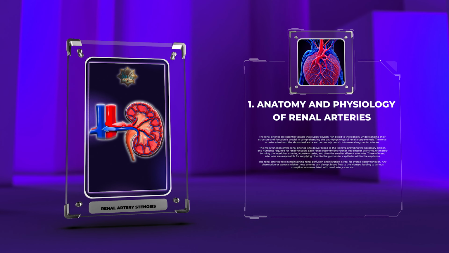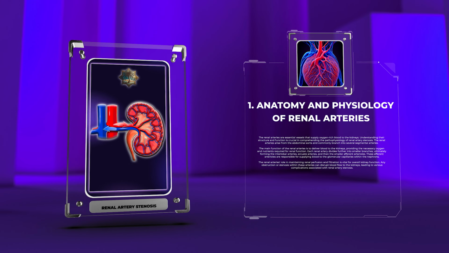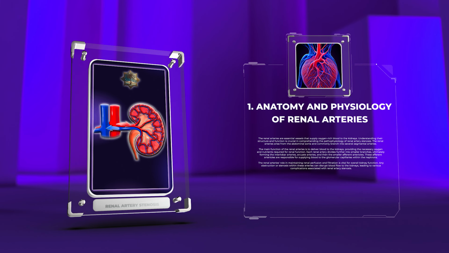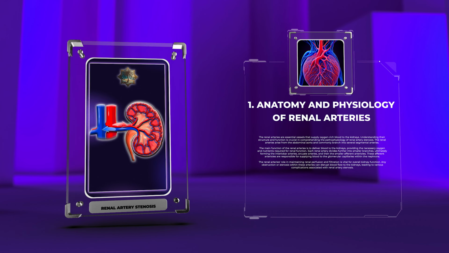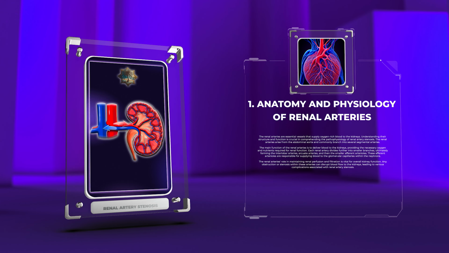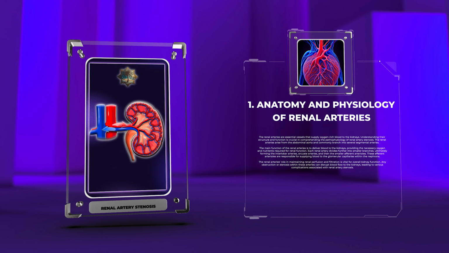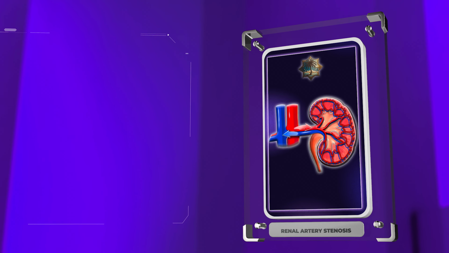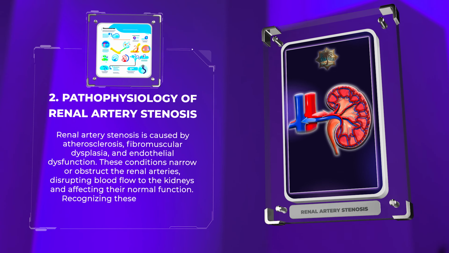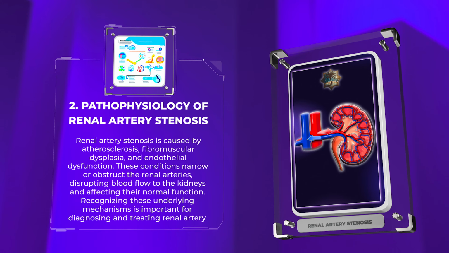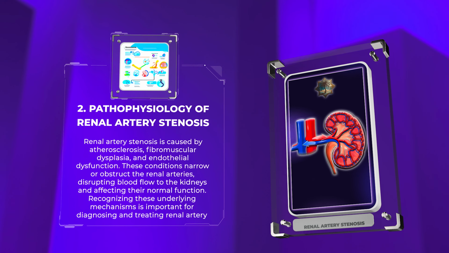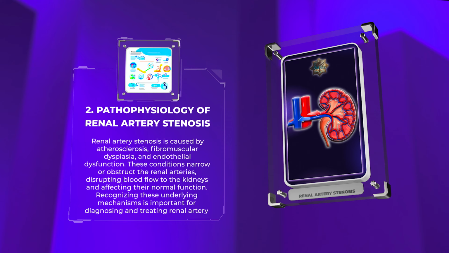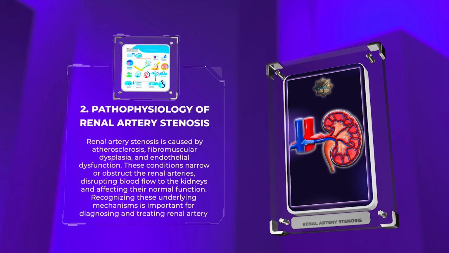These afferent arterioles are responsible for supplying blood to the glomerular capillaries within the nephrons. The renal arteries' role in maintaining renal perfusion and filtration is vital for overall kidney function. Any obstruction or stenosis within these arteries can disrupt blood flow to the kidneys, leading to various complications associated with renal artery stenosis. Renal artery stenosis is caused by atherosclerosis, fibromuscular dysplasia, and endothelial dysfunction. These conditions narrow or obstruct the renal arteries, disrupting blood flow to the kidneys and affecting their normal function. Recognizing these underlying mechanisms is important for diagnosing and treating renal artery stenosis.